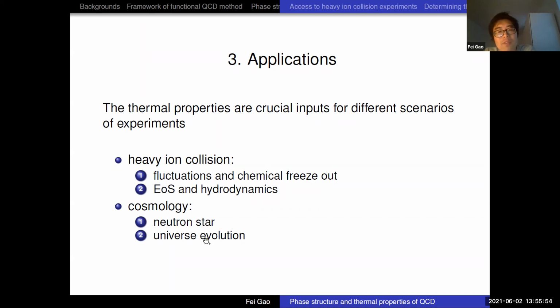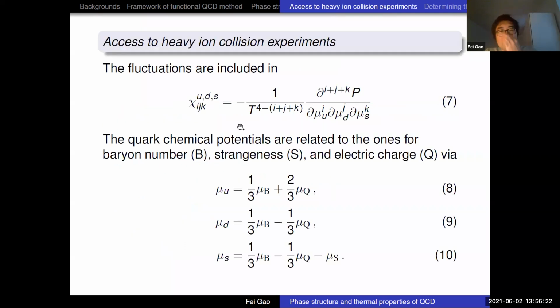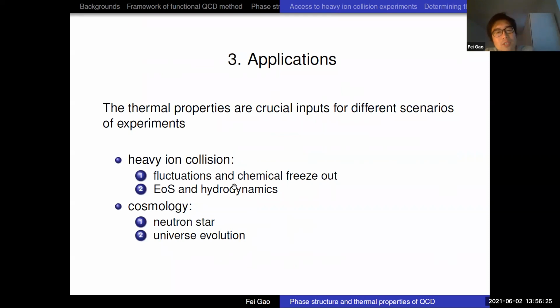And here, actually, this is a collaboration with people from Bielefeld University. We found that our equation of state can also be extended to study the universe evolution, to predict the cosmic trajectories, especially in the first order phase transition region. Okay, so here I will just introduce the studies about these fluctuations and then about this universe evolution.